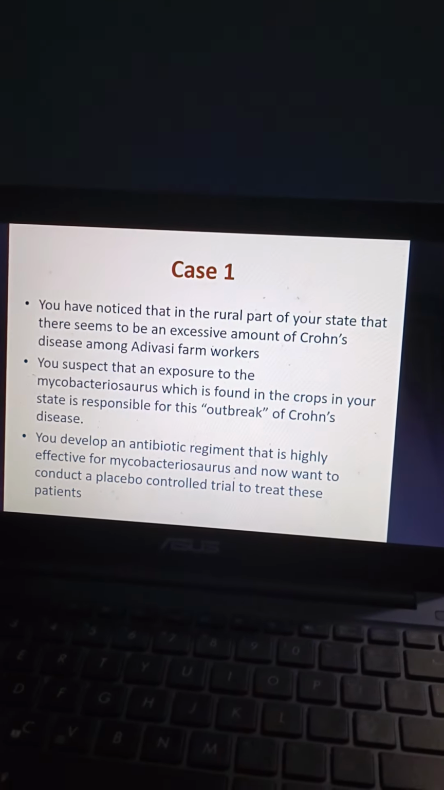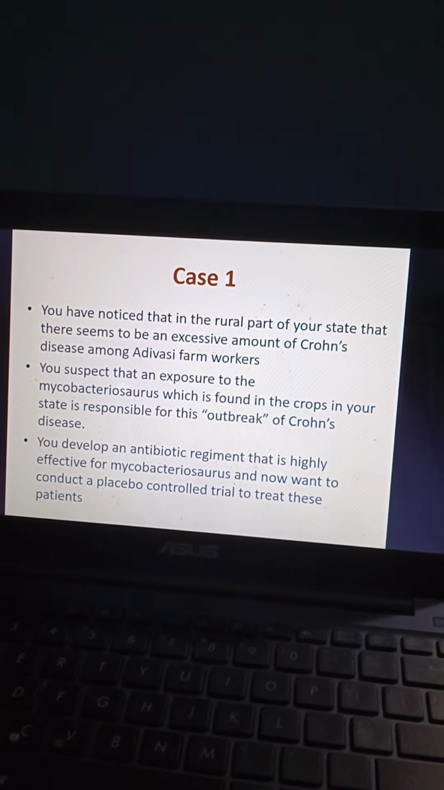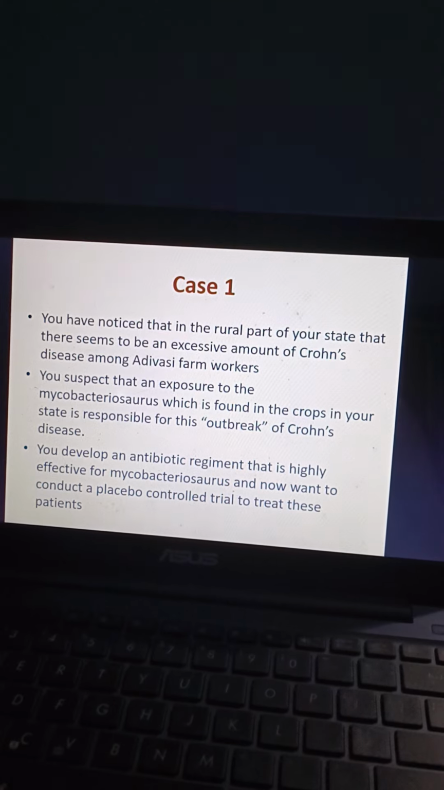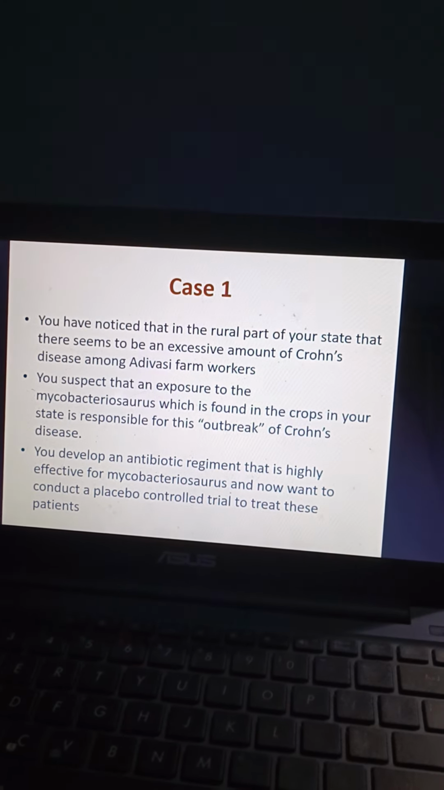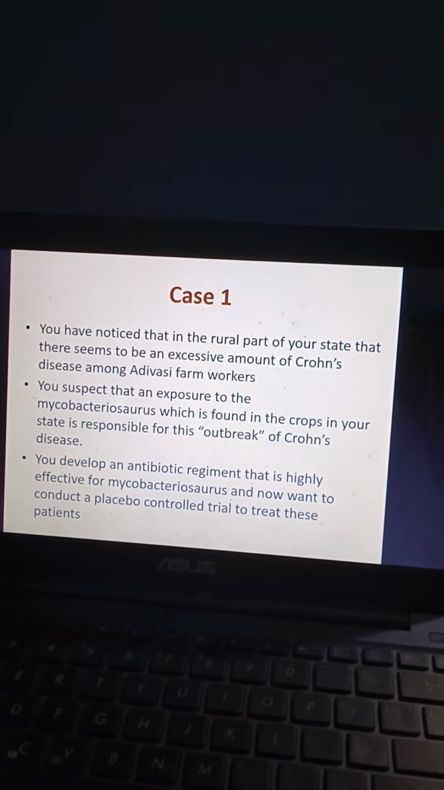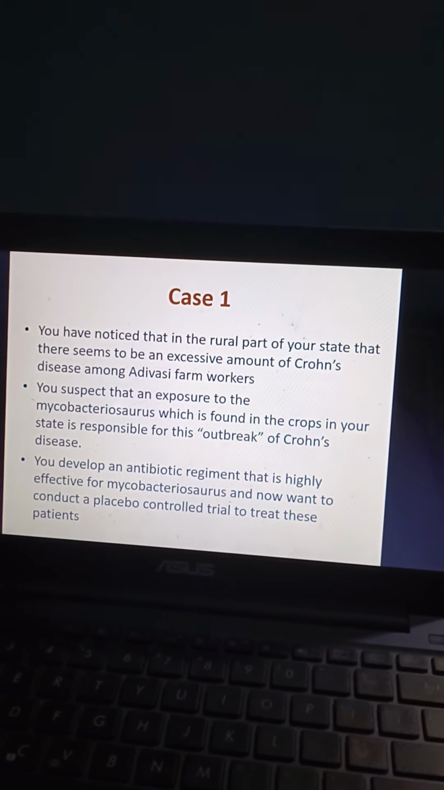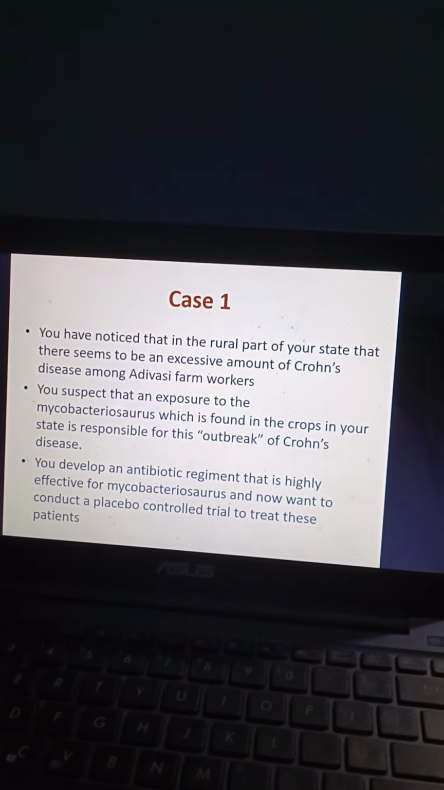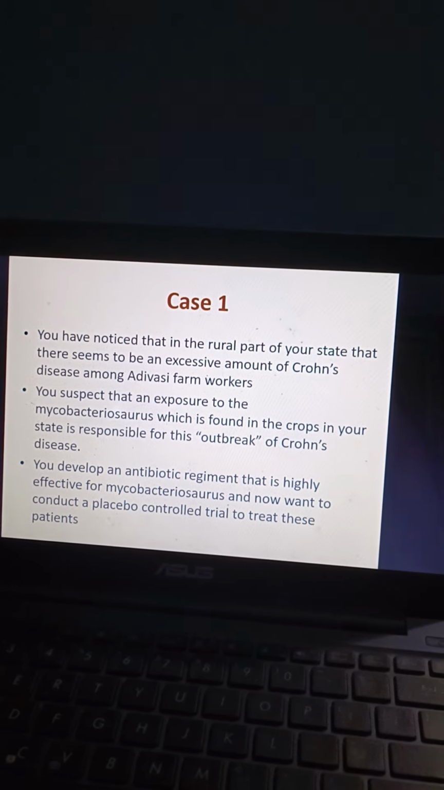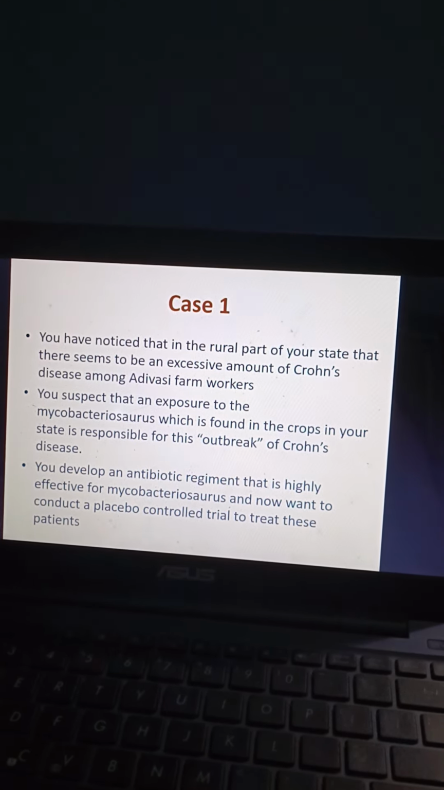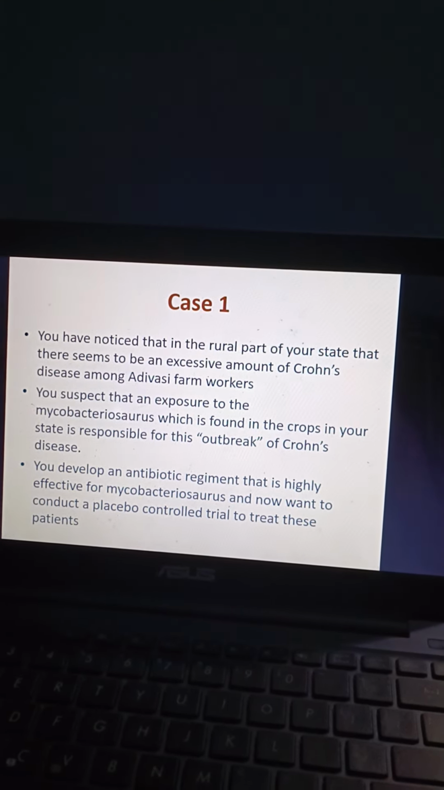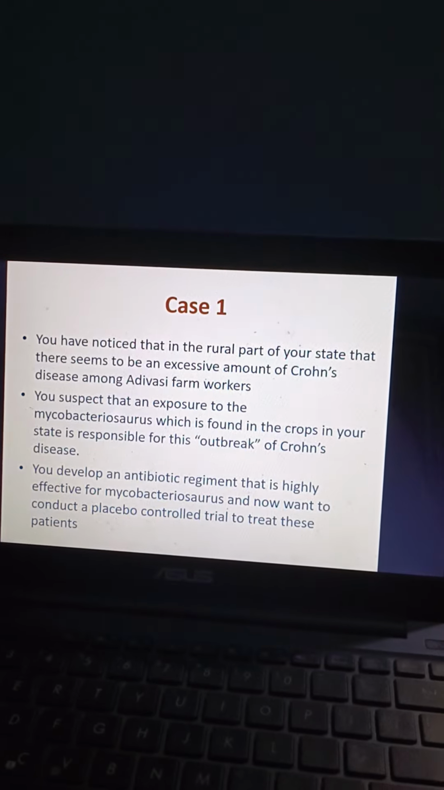Then case 1. You have noticed that in the rural part of your state there seems to be an excessive amount of Crohn's disease among Adivasi farm workers. You suspect that an exposure to Mycobacteriosaurus, which is found in the crops in your state, is responsible for this outbreak of Crohn's disease. You develop an antibiotic regimen that is highly effective for Mycobacterium saurus and now want to conduct a placebo controlled trial to treat these patients.